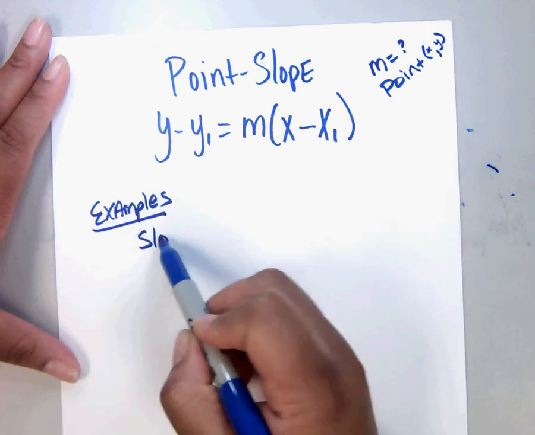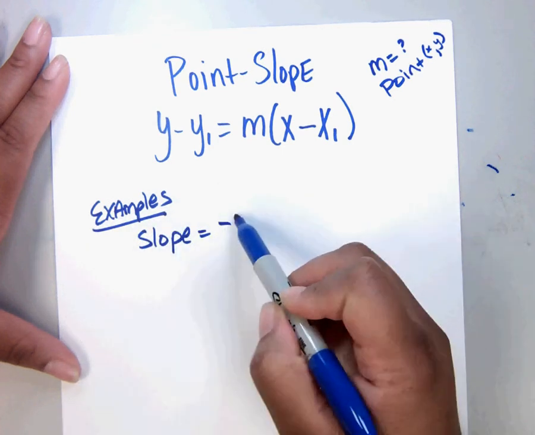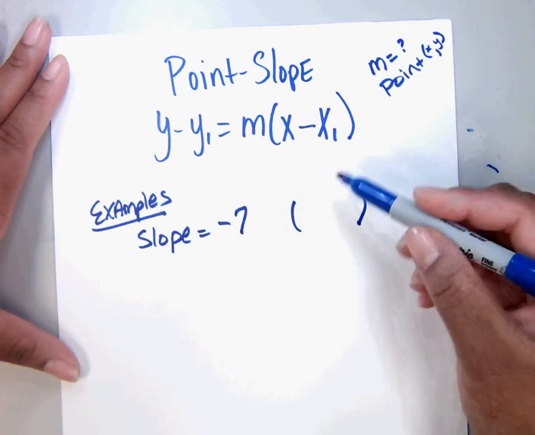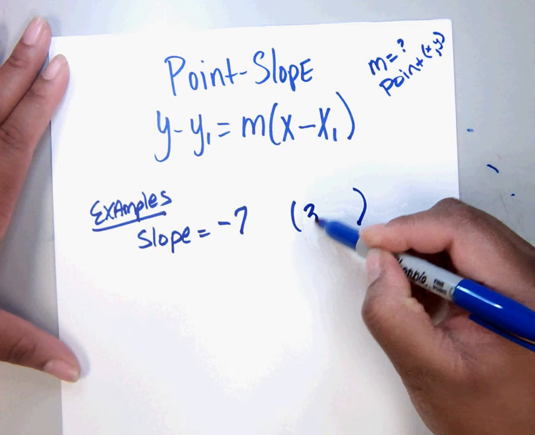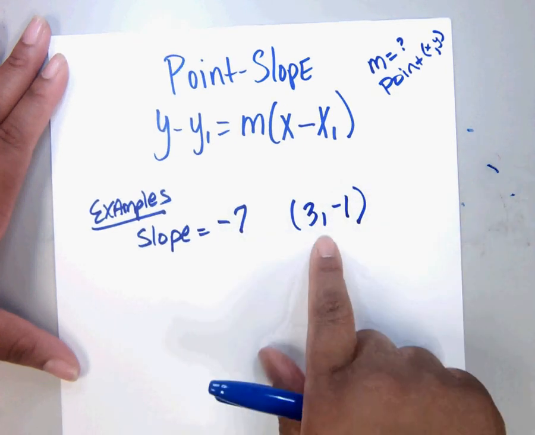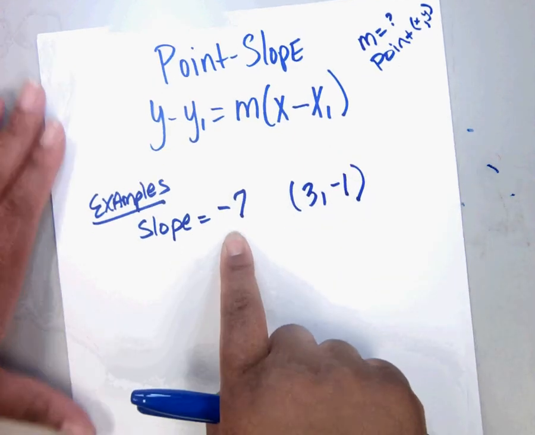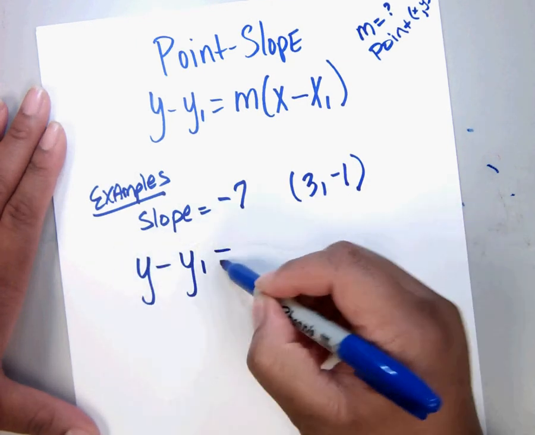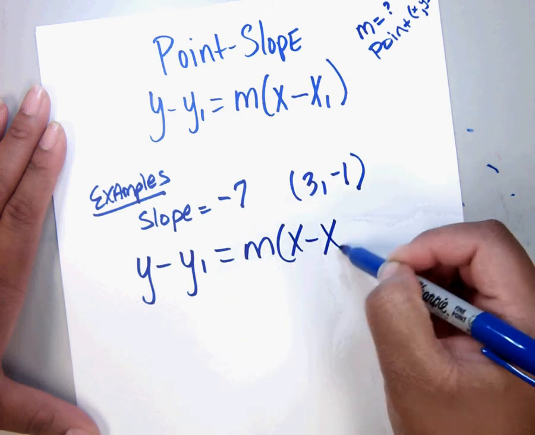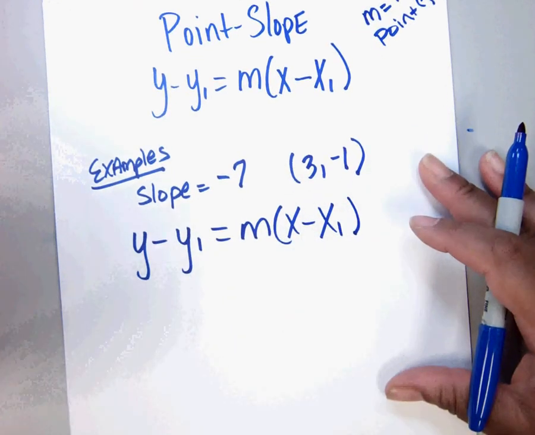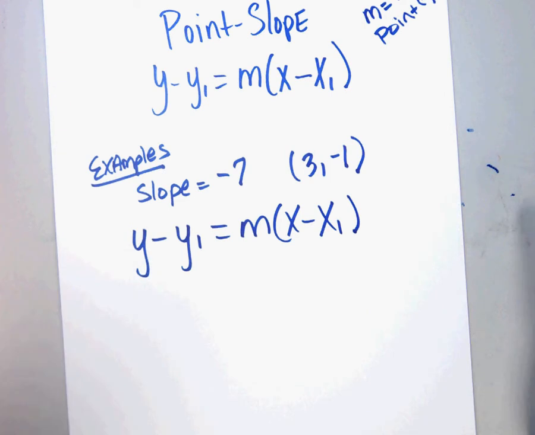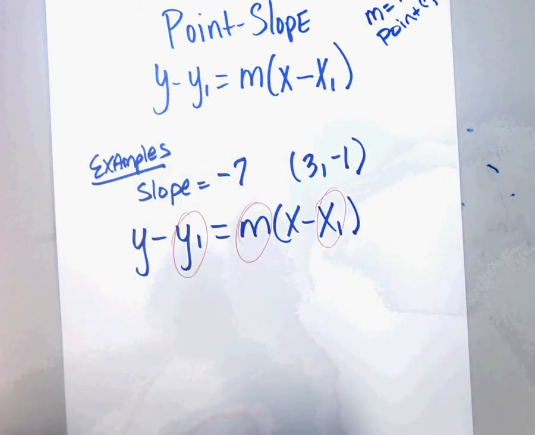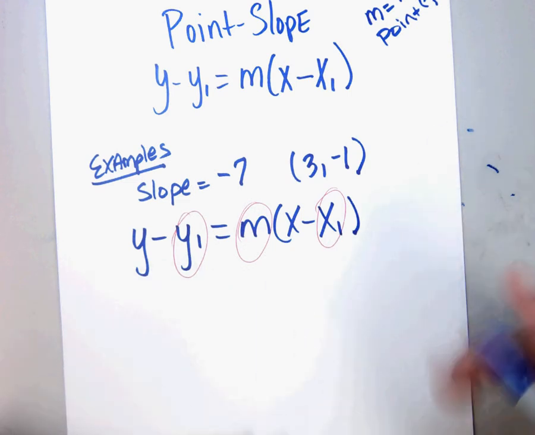If I tell you the slope is -7, and I want you to write an equation of a line that passes through this point, let's say (3, -1), and has a slope of -7, you would first write down the formula and understand what letters become numbers. We are going to fill in y1, m, and x1. Everything else, bring down.